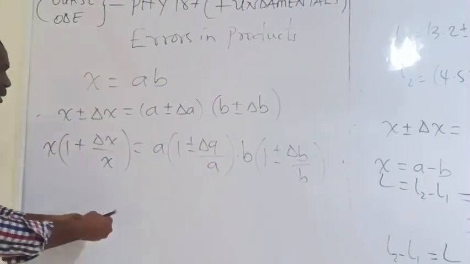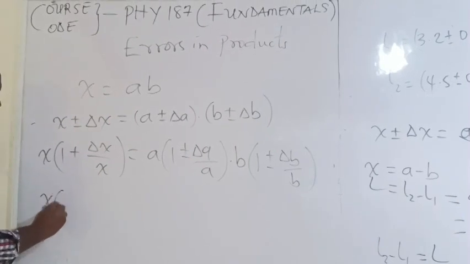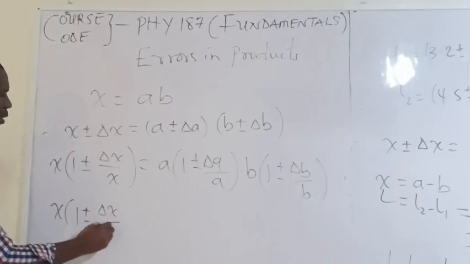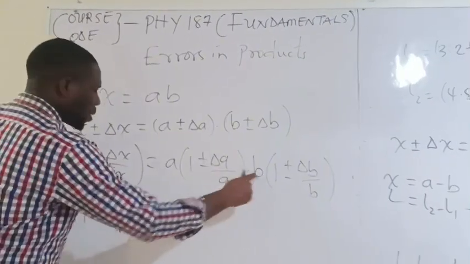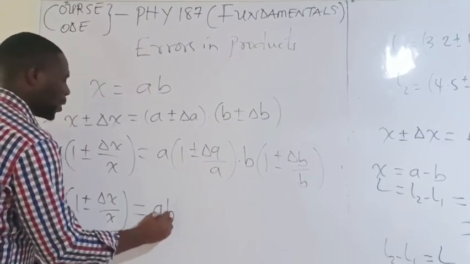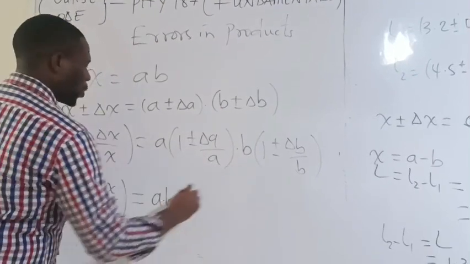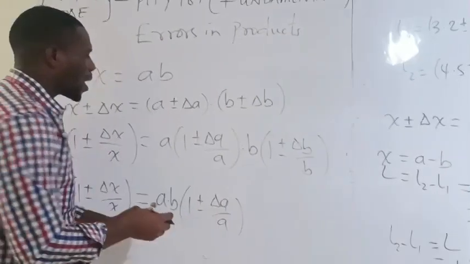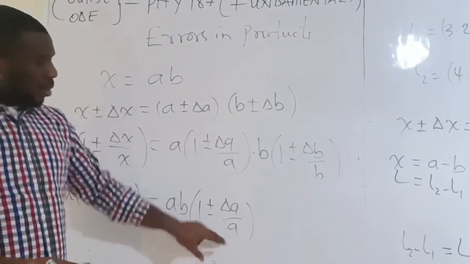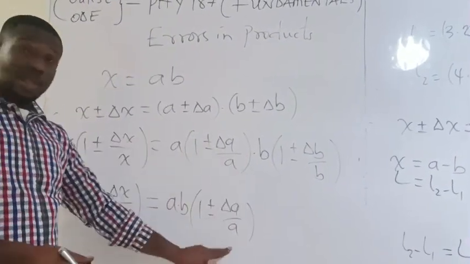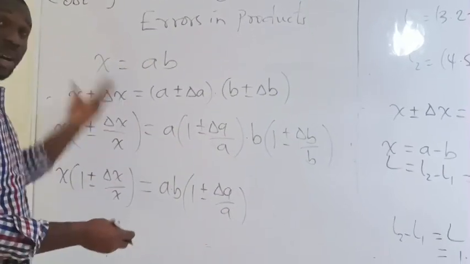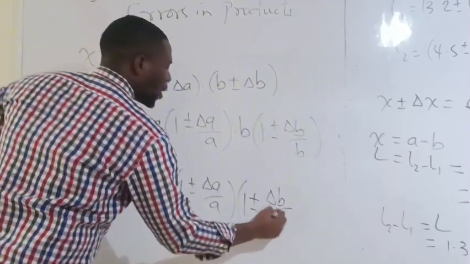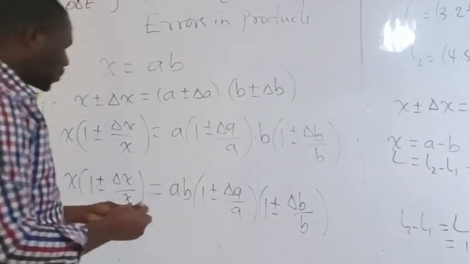We stopped at this point in the previous class. So this is x into 1 plus or minus delta x over x. This is a times b, and of course the product of this is 1 plus or minus this term. Now this term, we call the fractional error. This is the absolute error divided by the measured value. This is called the fractional error or relative error, times 1 plus or minus the relative error in the second quantity.